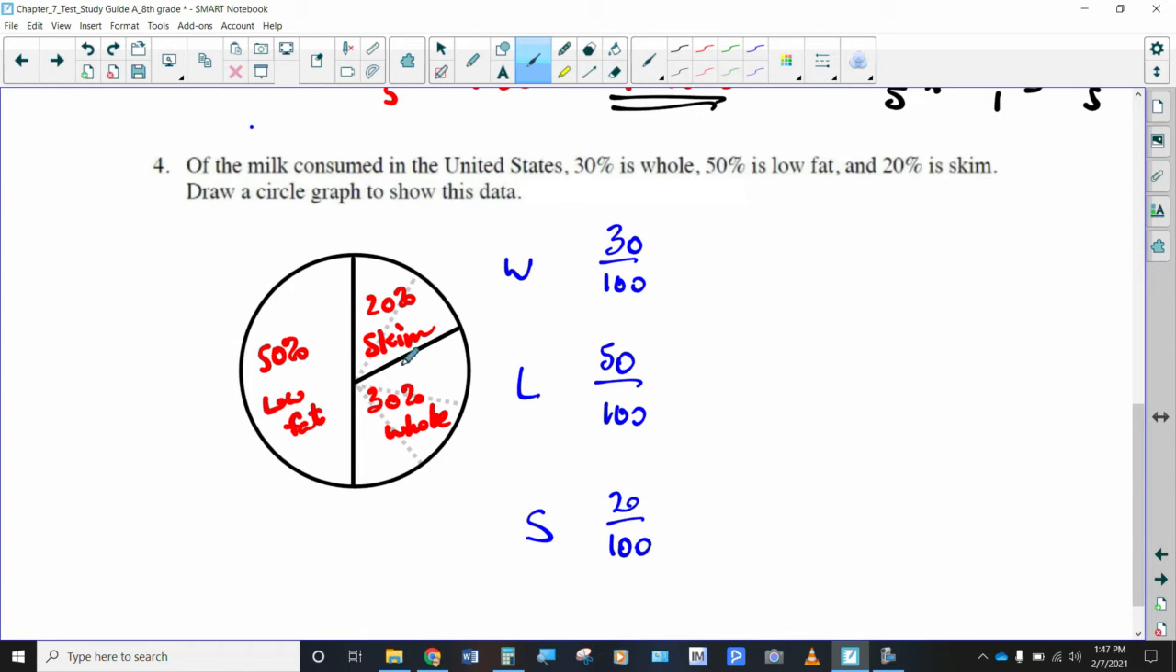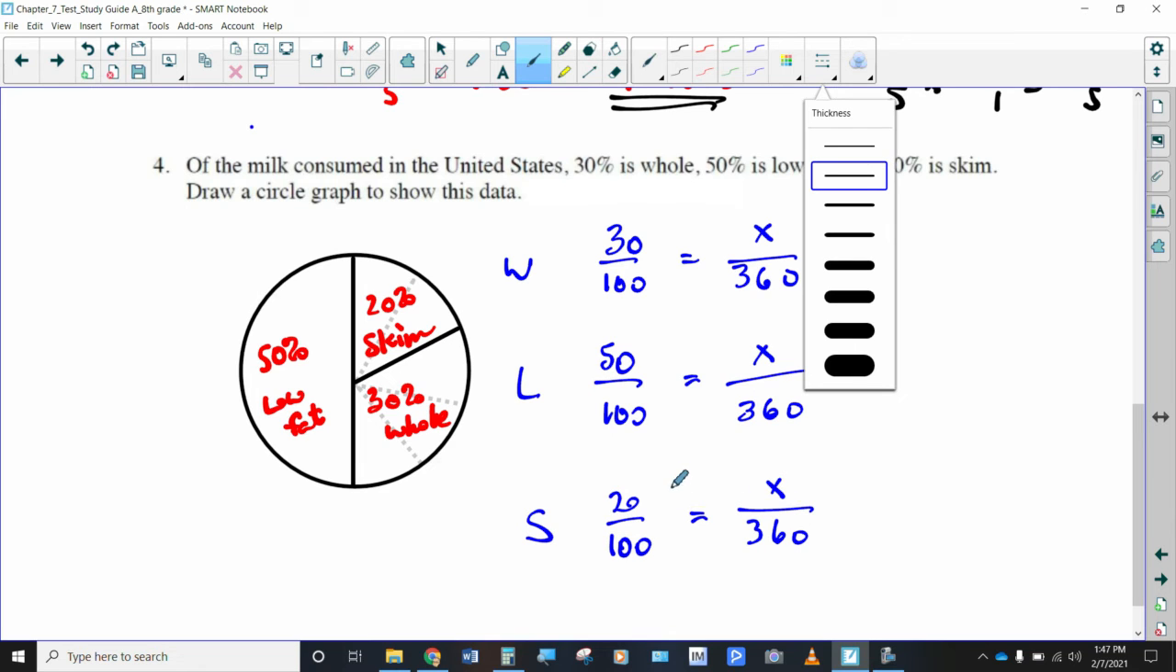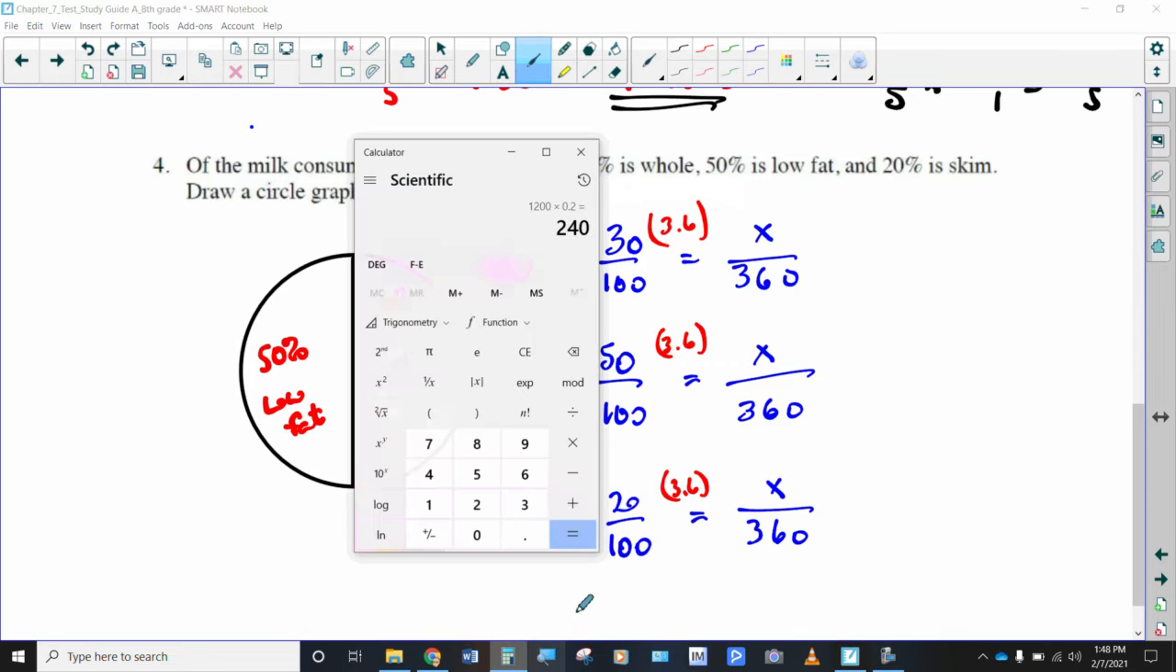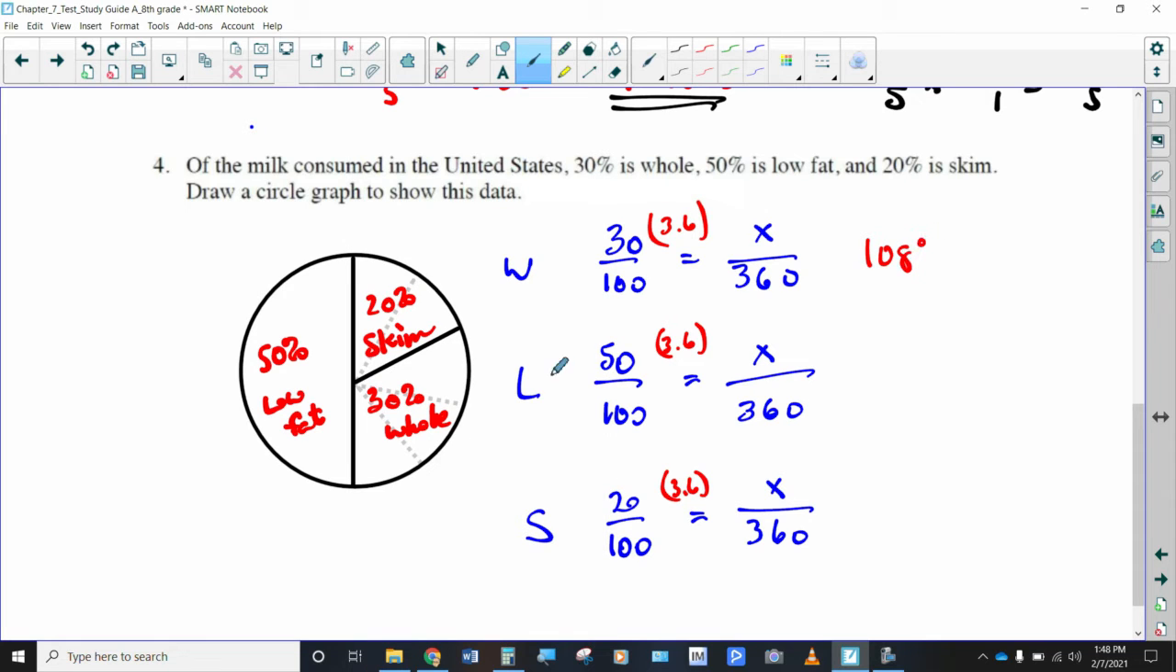Now, if we are using our protractor to figure out all of this, then I would say every one of these needs to be converted to a number out of 360. And for that, we would multiply each one of these numbers times whatever you multiply times 100 to give you 360, so that'd be times 3.6. And then you would get the appropriate number of degrees for this angle, and for that angle. Yeah, okay, so let's figure out what those angles are. 30 times 3.6 is 108 degrees. So whole milk is about 108 degrees.